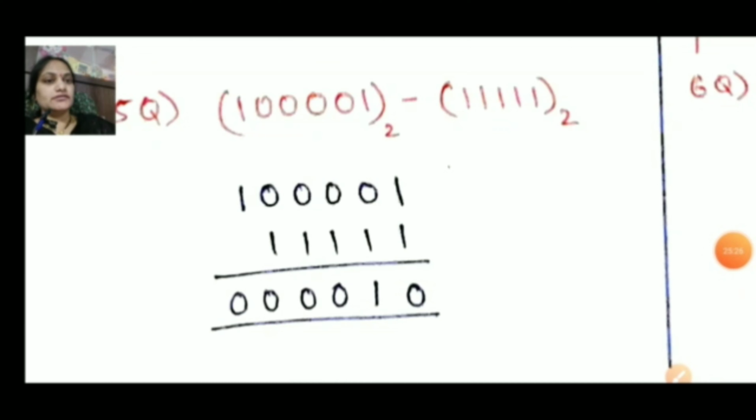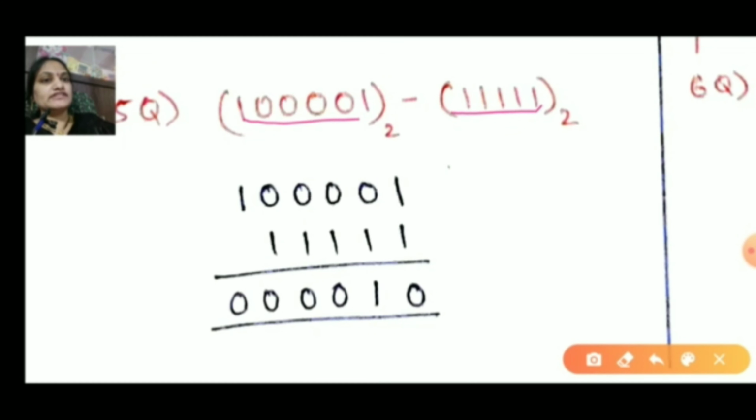One more question. Here you have to subtract this number from this number. Now what you have to do? Write these two numbers like this. Now subtract 1 from this 1. That is 1 minus 1 is 0. Again subtract this 1 from this 0. But 0 is less than 1. What you have to do? You have to take borrow from this. Why? Because 0 is unable, here 3 zeros are there.